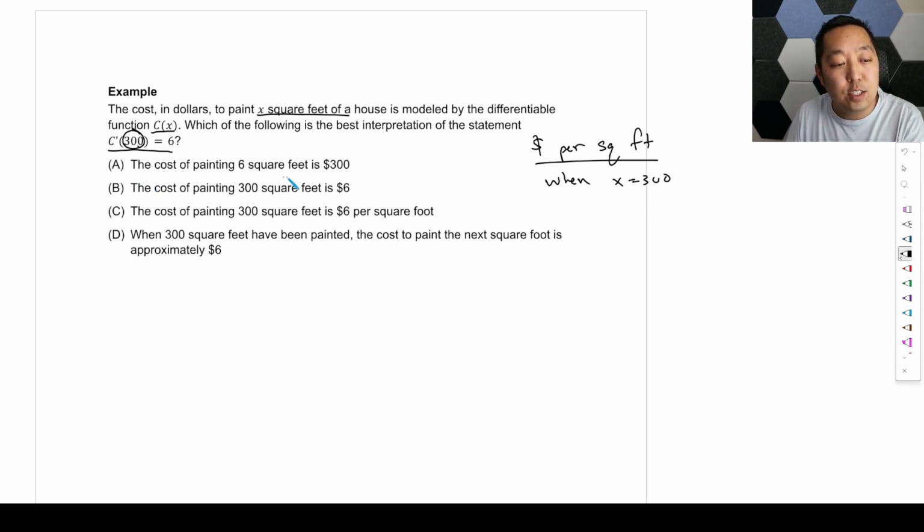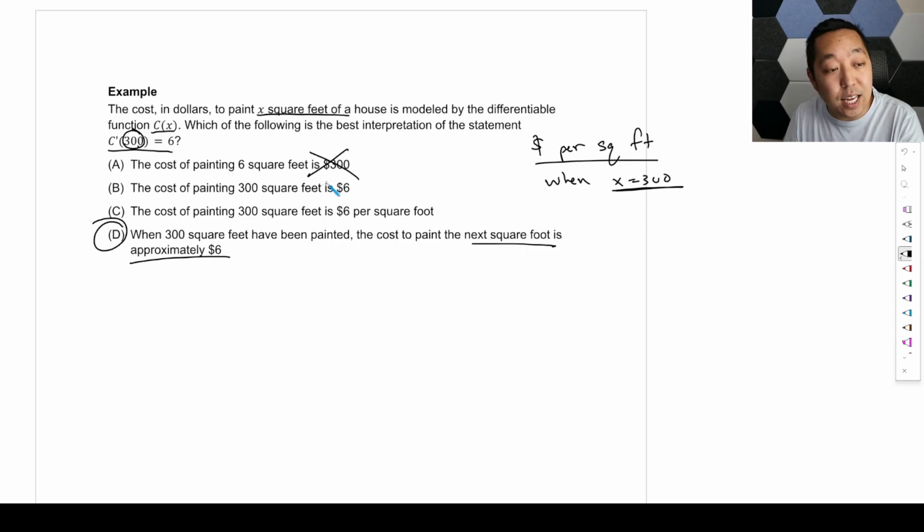So the cost of painting, and so on. When 300 square feet have been painted, the cost to paint the next square foot is approximately $6. This is the best answer because you want to talk about at 300. The problem with the others: the cost of painting 6 square feet is $300. One, the 300 was the number of square feet. Cost of painting 300 square feet is $6. That's not the case because this 6 is the value for the derivative, right? Like this interpretation is C of 300 equals $6 or something like that. But that's not what they're asking. This is a C prime here. It's a derivative there, right? So it's not that one.